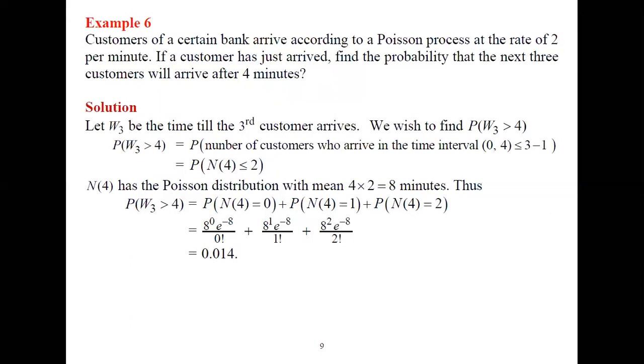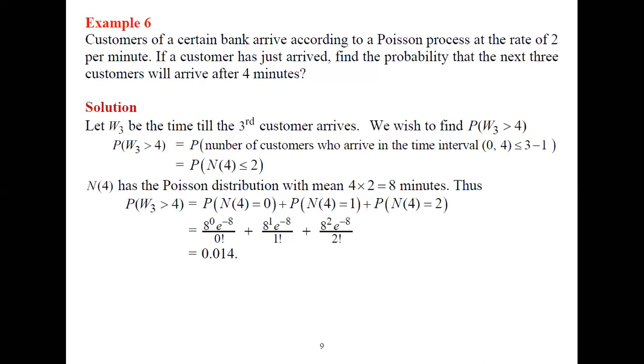Please, have you seen it? Yes. If a customer has just arrived, find the probability that the next 3 customers will arrive after 4 minutes. This is a waiting time. Before you say the next 3 customers, it means what's the probability that the waiting time for the next 3 customers to arrive is 4 minutes? That's another way of saying it.